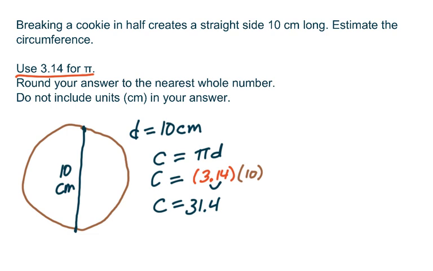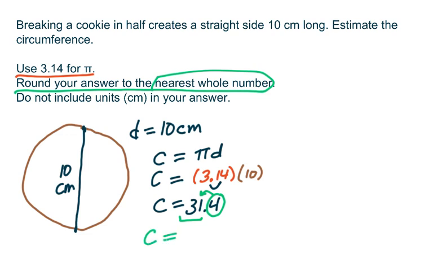The instructions do tell me that I need to round my answer to the nearest whole number. So I'll look at my whole numbers. I have 31, and then this value of 4 will cause me to round down to the number itself. And so we're going to have an estimated circumference of 31 centimeters.